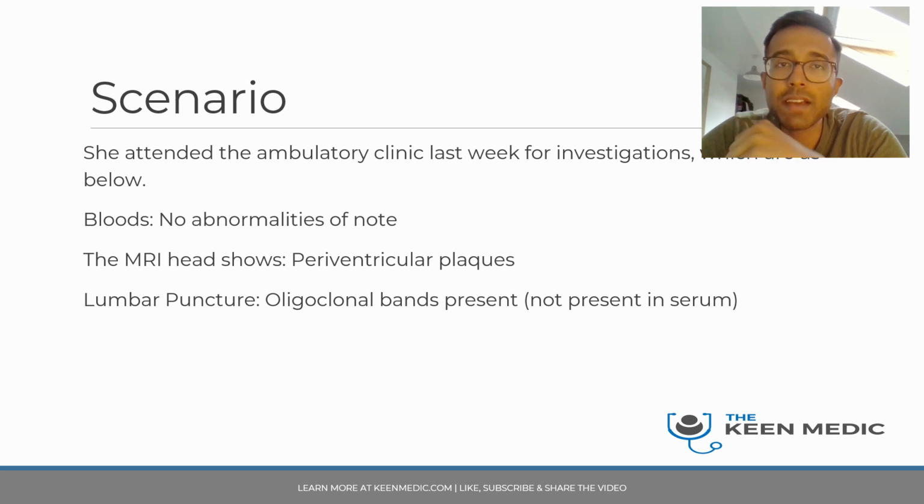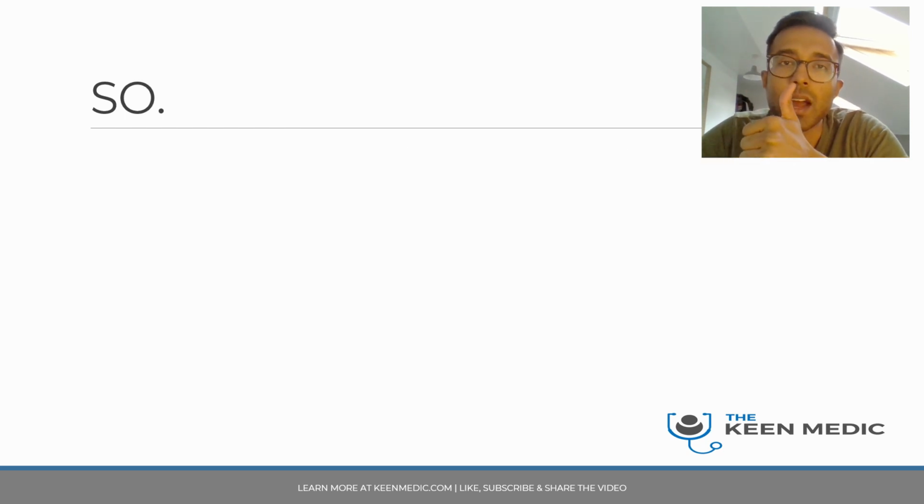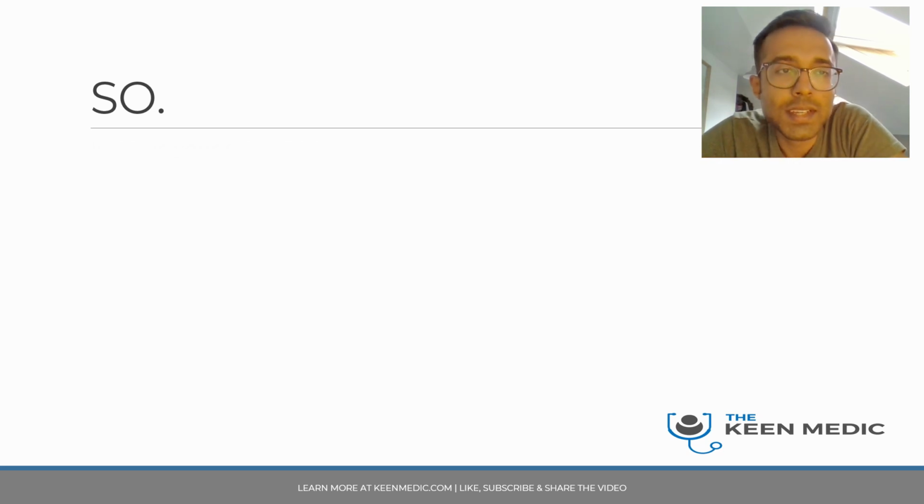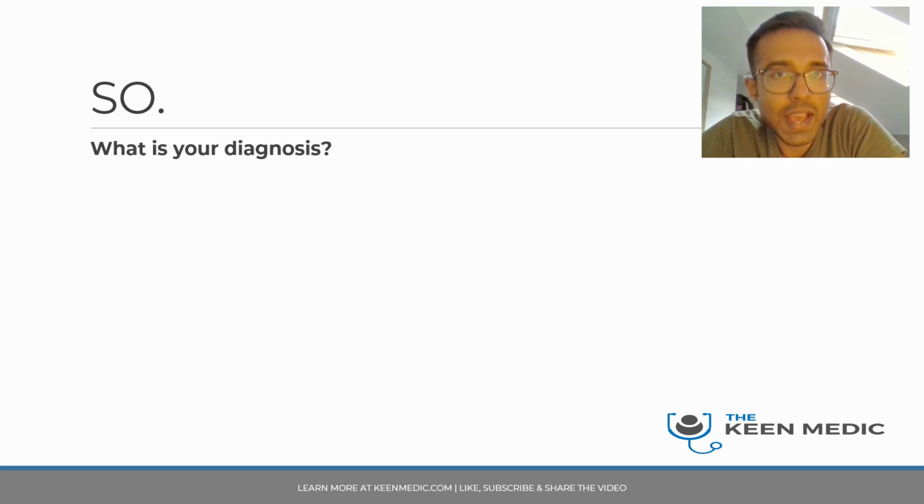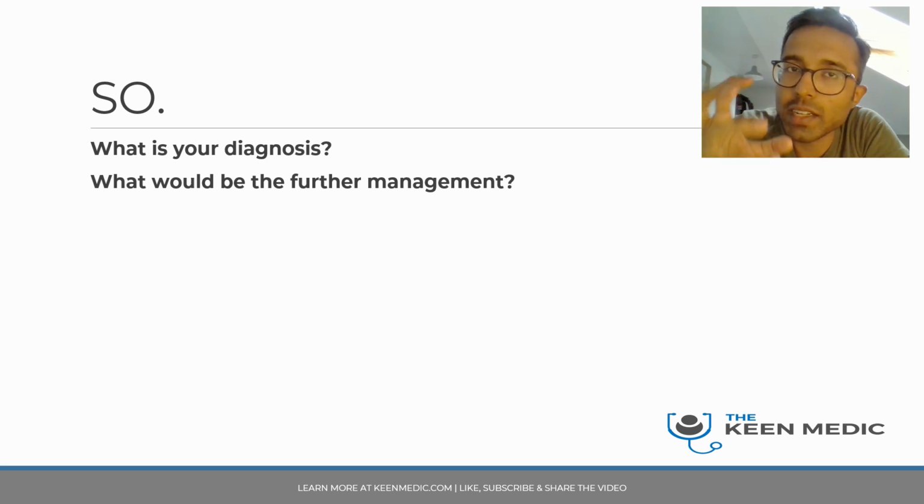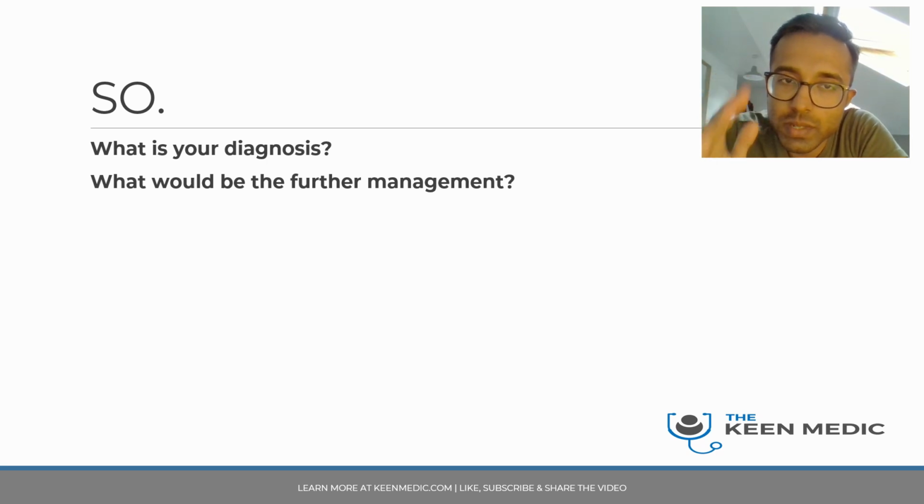You basically have a young lady, and you have got paresthesia and numbness in her hands and feet. She has had MRI, which is periventricular plaques and oligoclonal bands in the lumbar puncture CSF. All right. So, what is your diagnosis, and what would be the further management? So, this is very much a clinical question at the moment. What is your diagnosis? What's the further management?